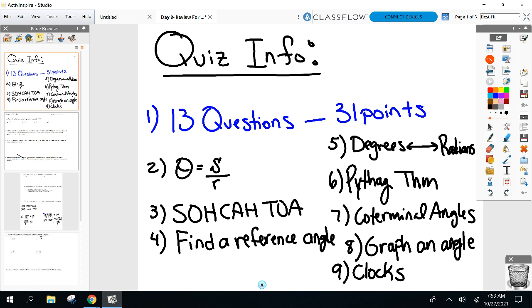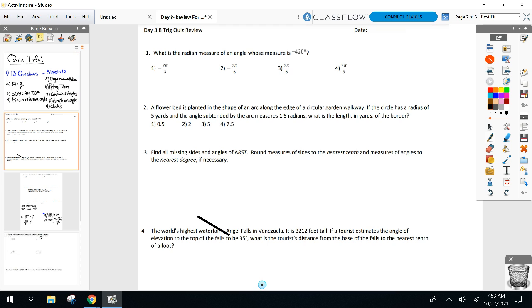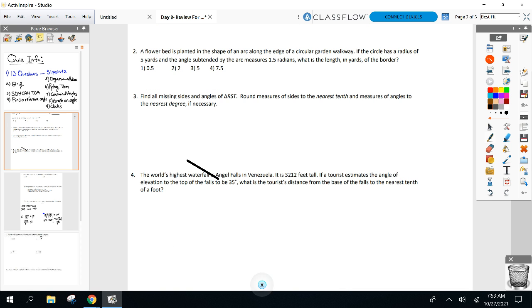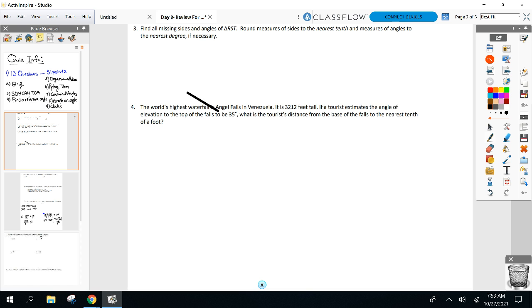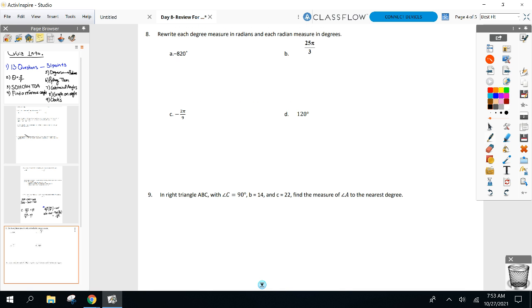All right, anywhere else? Let's keep going. Connor, what's up? Can you go over SOHCAHTOA? Sure, absolutely. Let's see, where am I here? Let's go to number 4. Also remember a ton of SOHCAHTOA on the Delta Math I assigned yesterday.